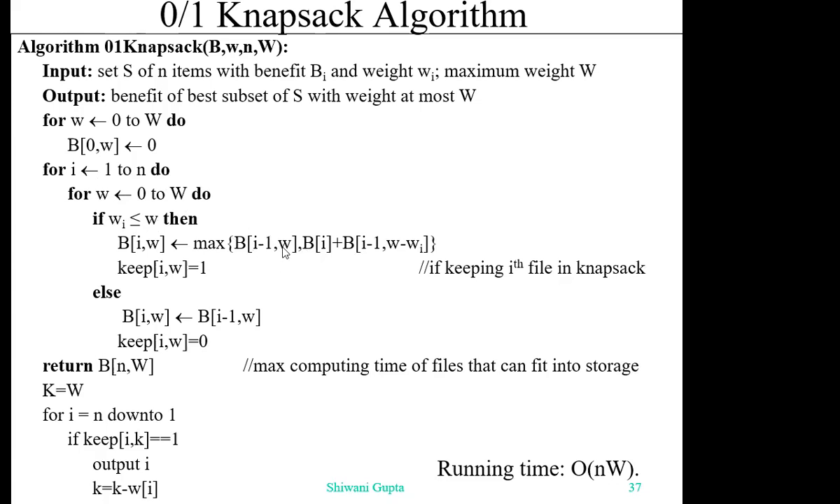Same equation, b of i minus 1 comma w, and to what do we add the benefit? To the i minus 1 previous row and the w minus wi column.